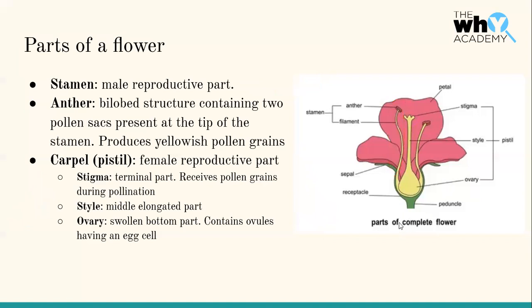The diagram is also here. You don't need to know what a peduncle is. That is not of use to you. Receptacle also, if you don't know, is okay. These are the petals, the bright colored structures. And the tiny green leaves below the petals are called sepals. This is also not required. This much is enough.